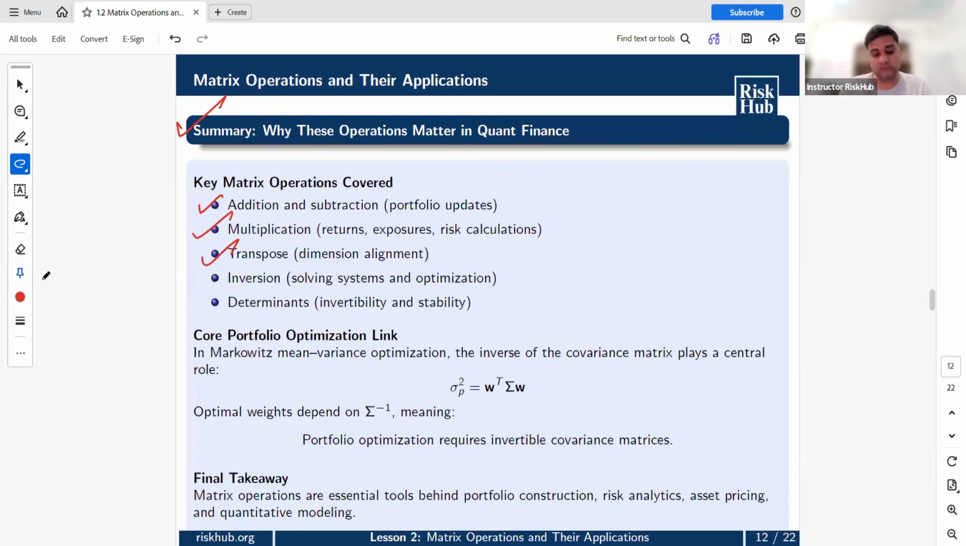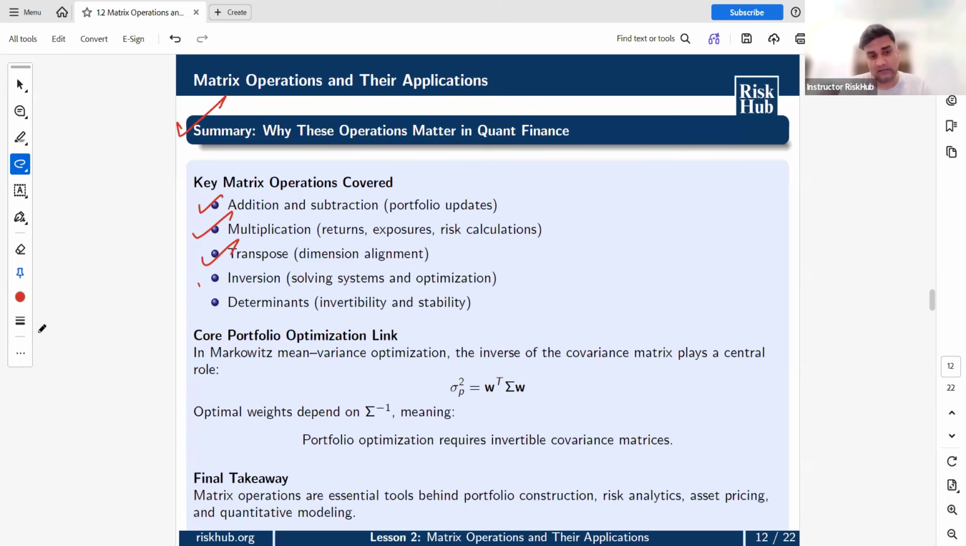Then we have the transpose. The purpose is your dimensional alignment, right? When we look at dimensional alignment, what happens here is that without transpose, many financial equations cannot work. For example, your portfolio variance, etc. Transpose ensures vector orientation matches correctly.